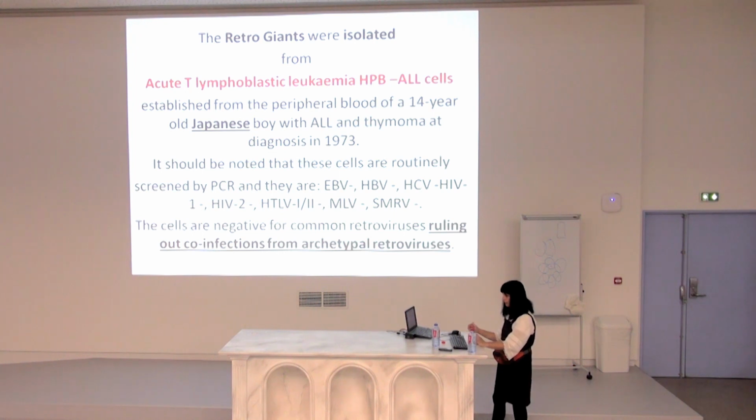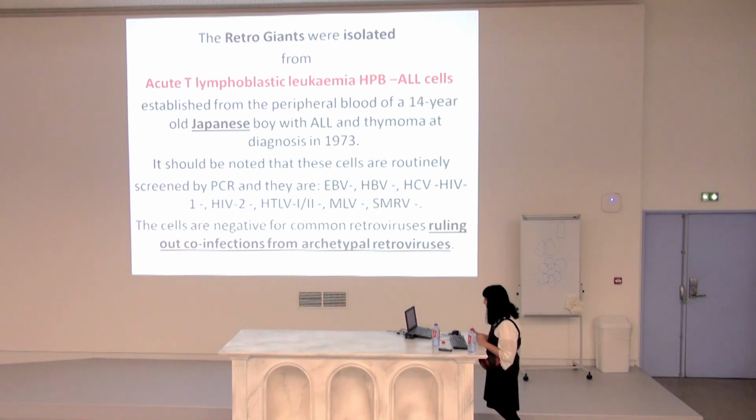So I have isolated, before we were on human tissues, this time we were on cells, and I isolated the retrogiant from an acute T lymphoblastic leukemia line established from the PBMCs of a 14-year-old Japanese boy with acute lymphoblastic leukemia and thymoma, diagnosed in 1973. It should be noted that usually these cells are screened by PCR, and they are HBV negative, hepatitis B negative, C negative, HIV-1 negative, and very surprisingly, human T lymphotropic virus negative. And Japan is the cradle of the human T lymphotropic virus. Yet, I could not find the human T lymphotropic virus by PCR in this cell. So I was pretty confident that I didn't have confounding factors of archetypal retrovirus in my sample.